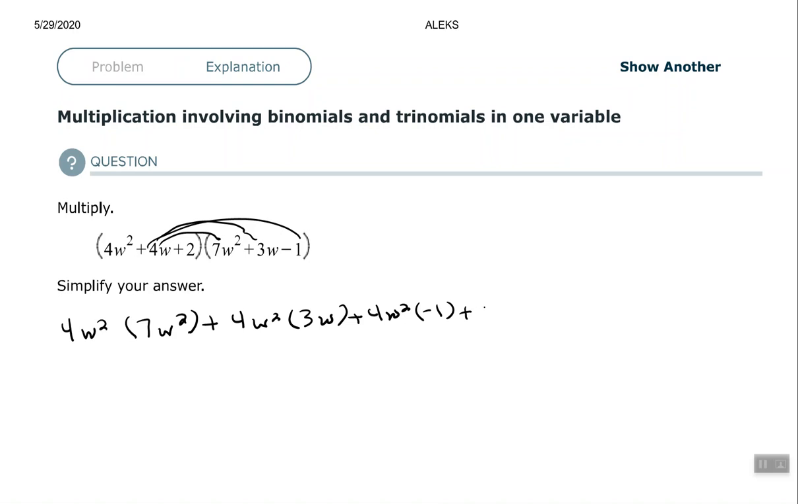Then I'm going to do the same thing with the 4w. So plus 4w times 7w squared to start off with. And then plus 4w times 3w, plus 4w times negative 1.